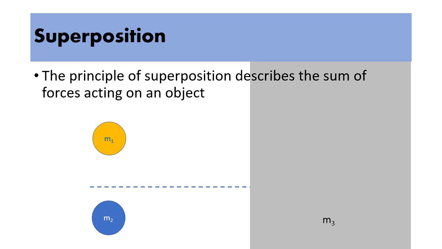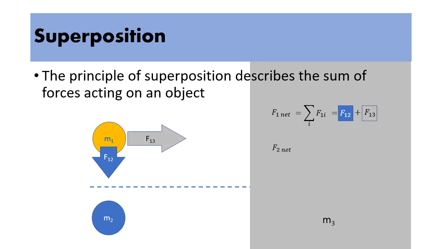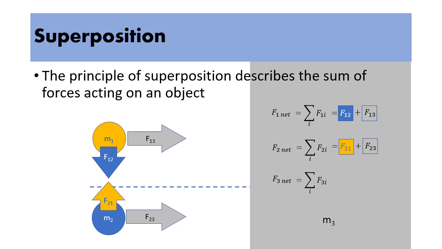This example also demonstrates the principle of superposition, which describes the sum of the forces acting on an object. The net force acting on object 1 is the sum of the force acting on object 1 due to object 2 and the force acting on object 1 due to object 3. Similarly, the net force acting on object 2 is the sum of the force acting on object 2 due to object 1 and the force acting on object 2 due to object 3. Finally, the net force acting on object 3 is the sum of the force acting on object 3 due to object 1 and the force acting on object 3 due to object 2.